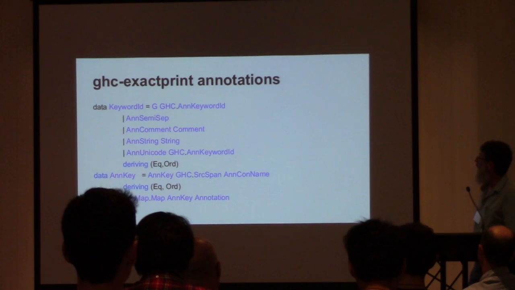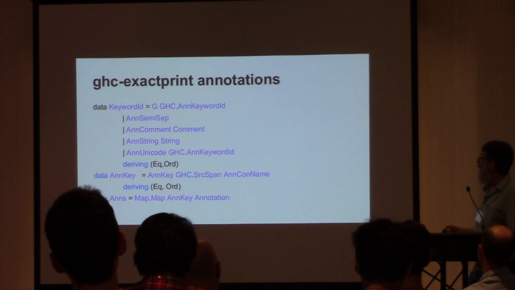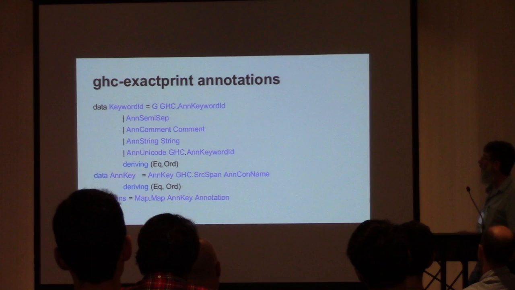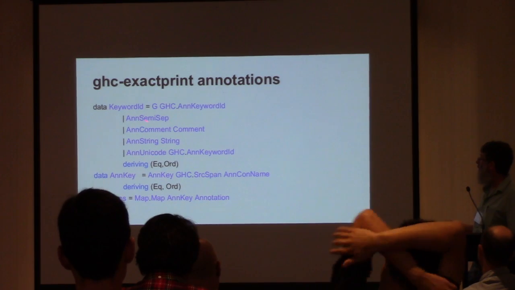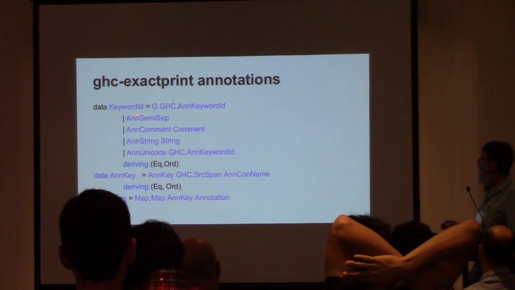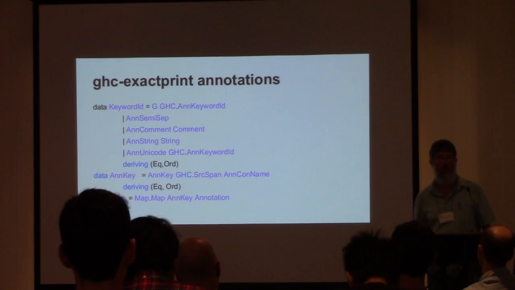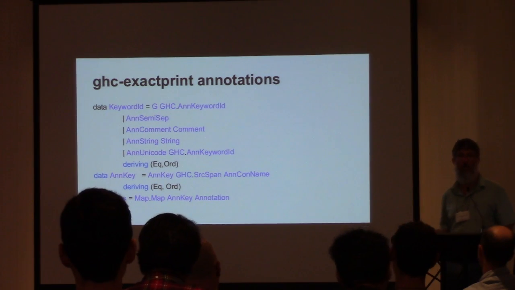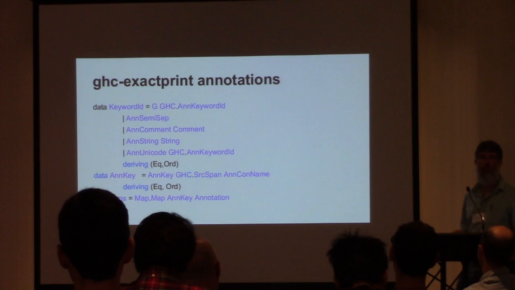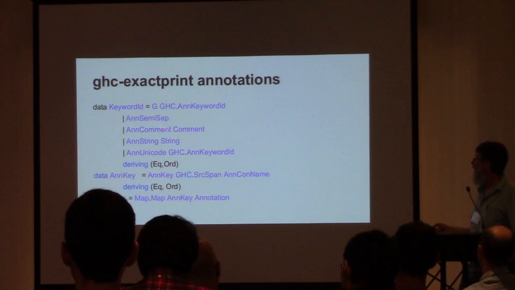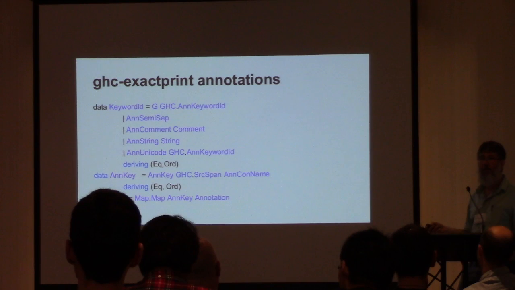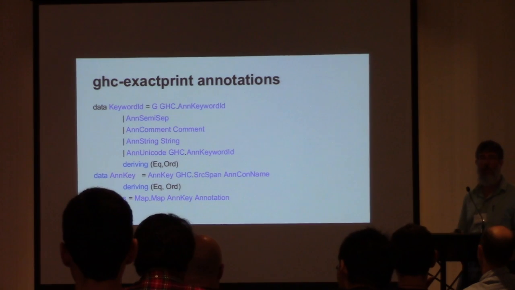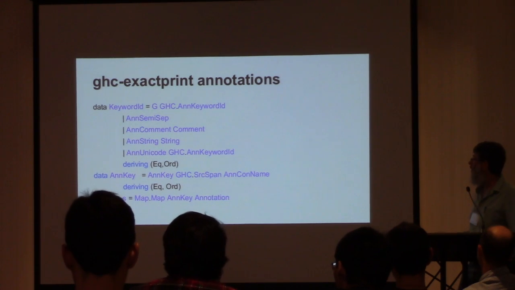This is what the ghc-exactprint annotations look like. We also have our own keyword ID, where the first one just wraps the GHC one. We also have some other specific ones. Sometimes we need to know specific roles that a semicolon plays, because they're quite tricky. We sometimes need to take the comments and put them in line with the token stream, if you've got an inline comment in your code.